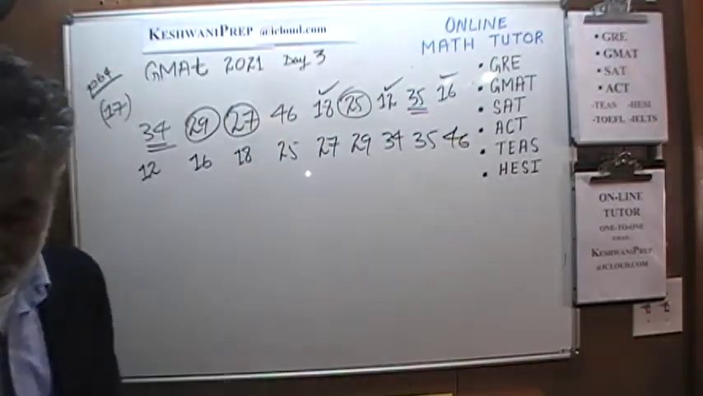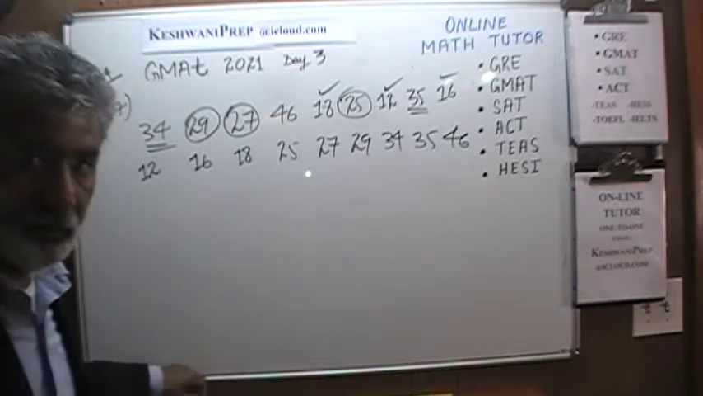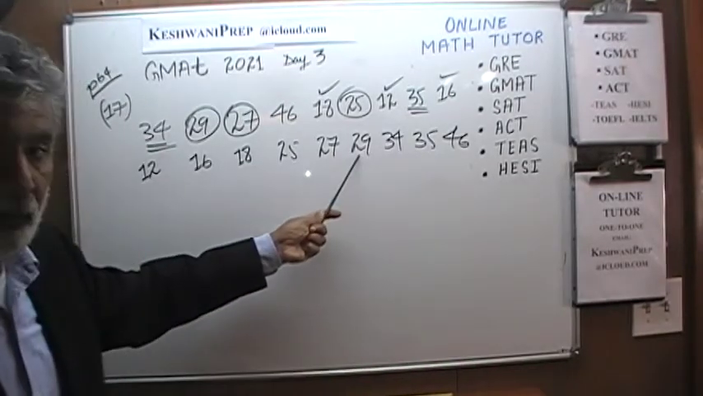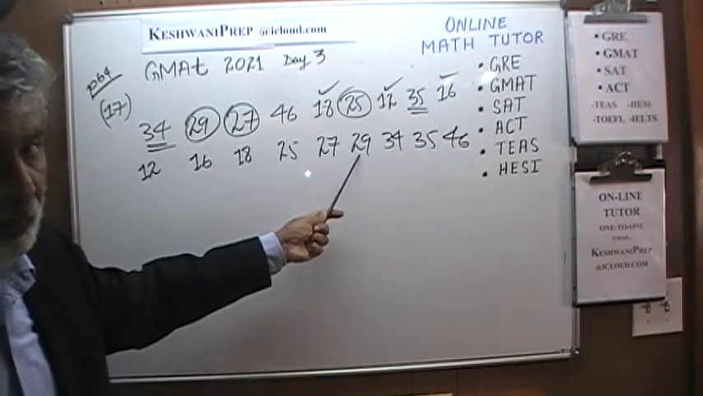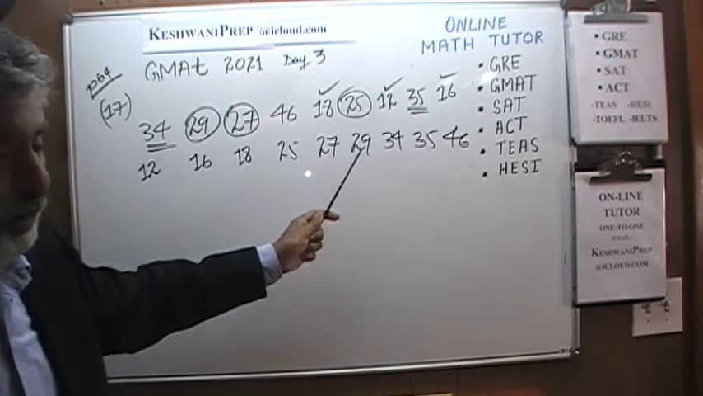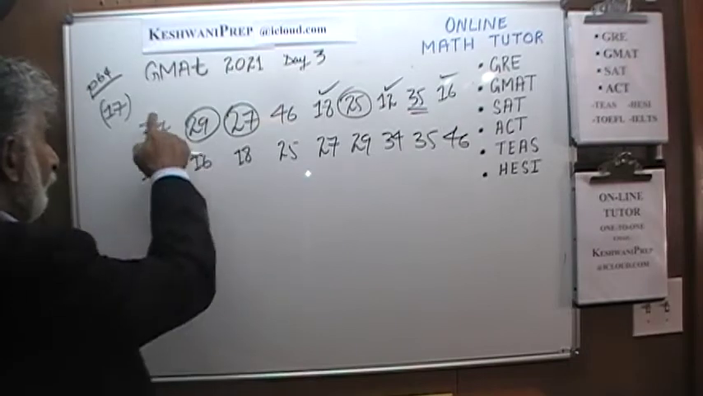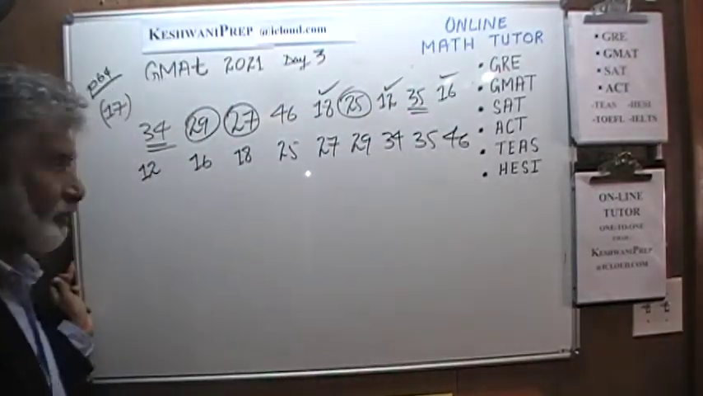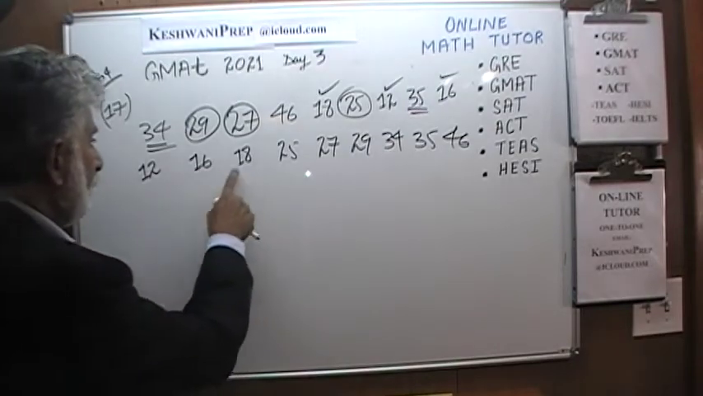Now I hope that you realize that we did a little bit more work than we needed to do. This was extra work, a waste of time in the real exam. I probably would not have done it. What we need to first do is count: 1, 2, 3, 4, 5, 6, 7, 8, 9. There are 9 of them, which means the fifth one is the median. 1, 2, 3, 4, 5.